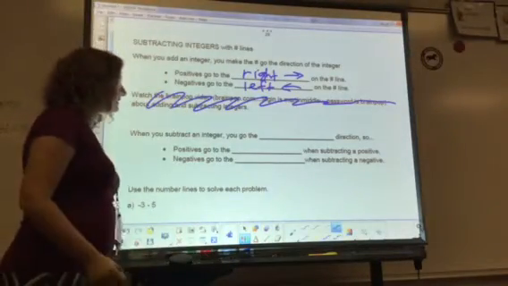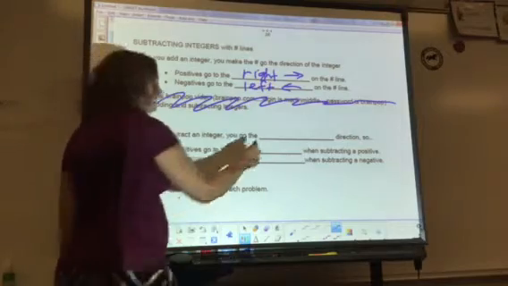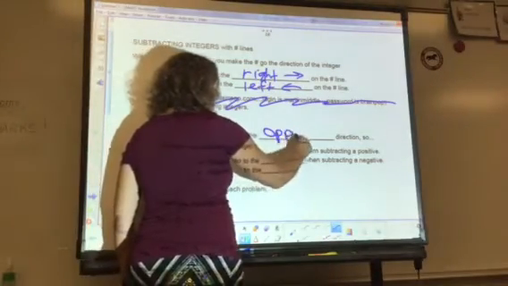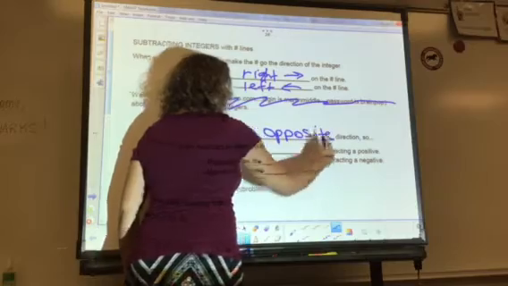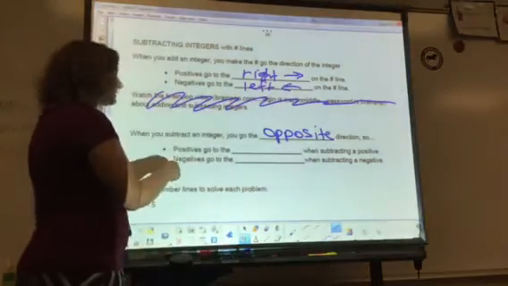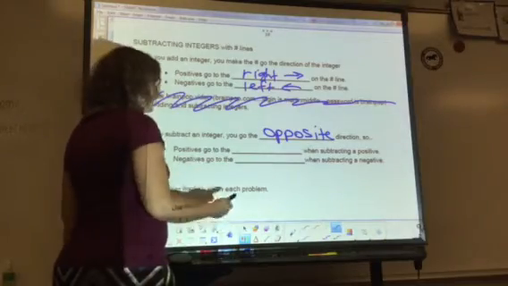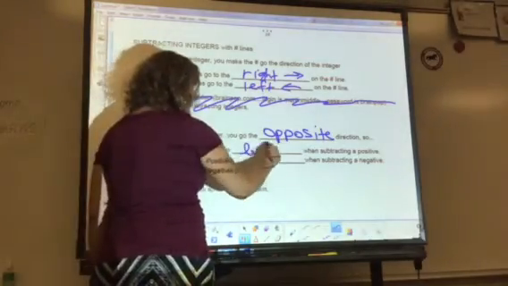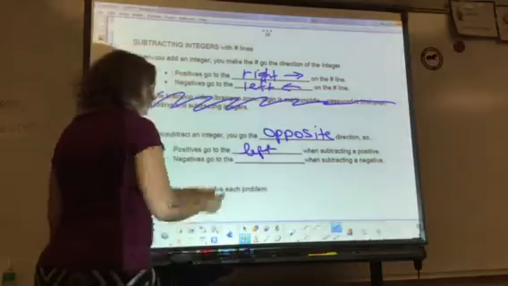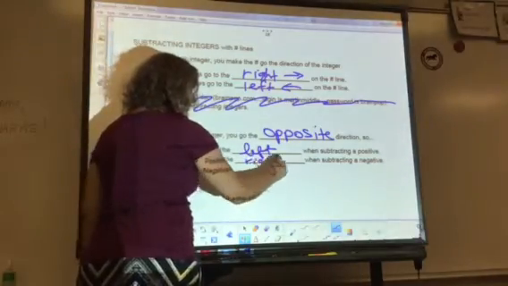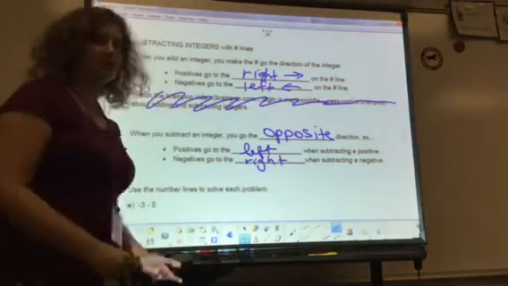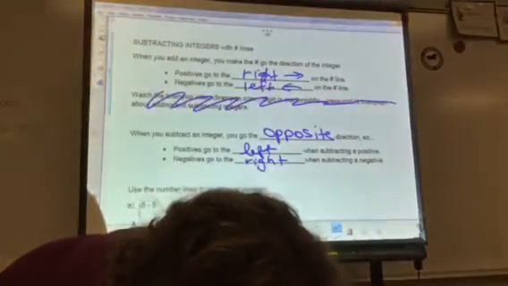So when you subtract an integer, you go the opposite direction. That's really important. Positives, if they're adding, they go to the right. If they're subtracting, they go the opposite way, so they go to the left. And negatives will go to the right, their opposite way. So let's use the number lines to do these next few problems.